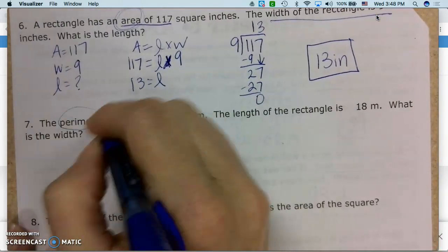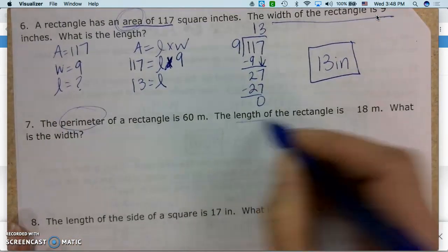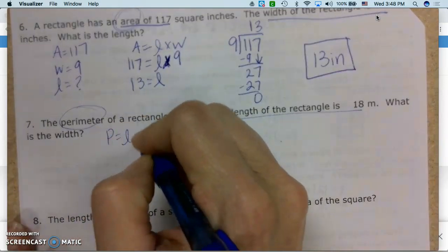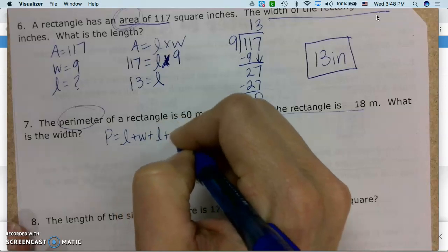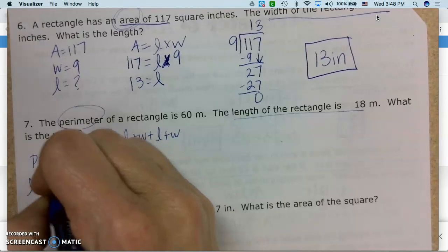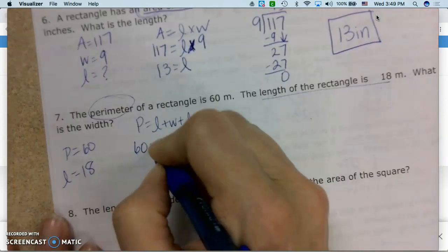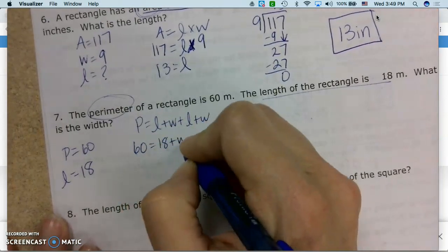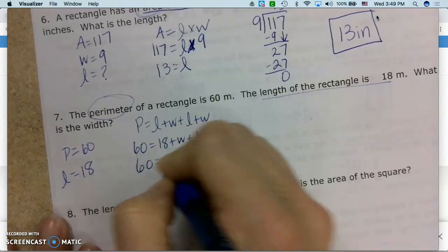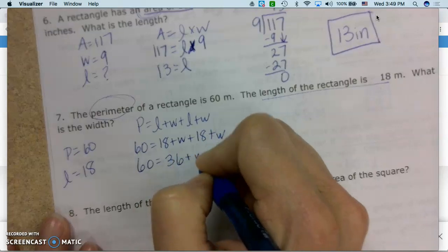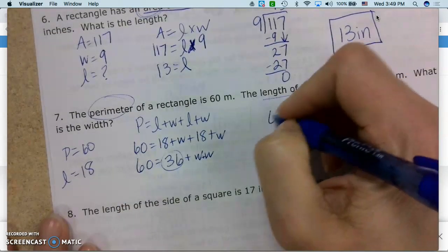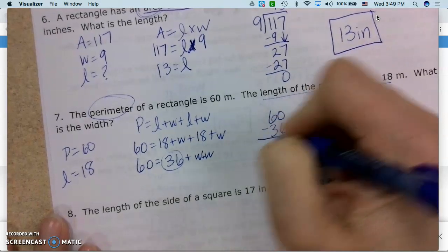This time they give us the perimeter and the length, and we have to find the width. So I'm going to use my formula, perimeter equals length plus width plus length plus width. We know that the perimeter is 60 and our length is 18, so you're going to substitute in the things that you know. And when I put my two 18s together, 18 plus 18 is 36. And then I'm going to subtract the 36 from 60, and that will tell me how much it is for both W's.